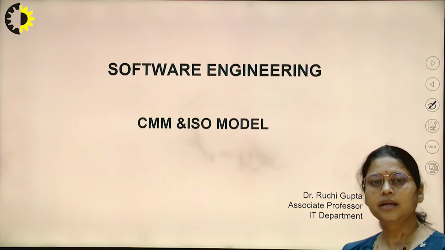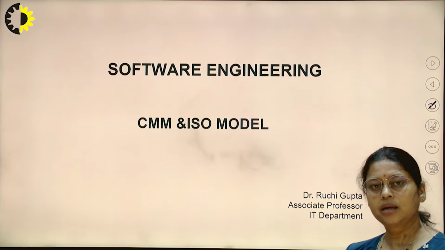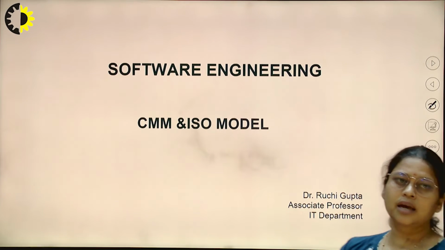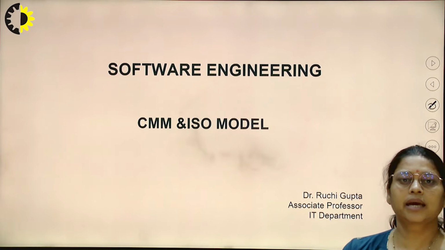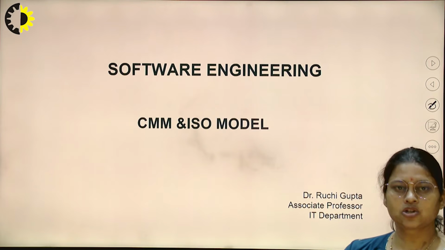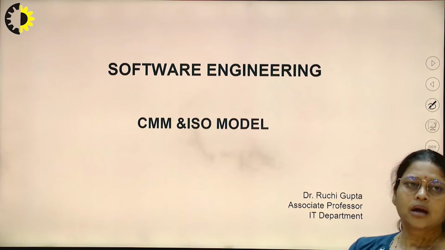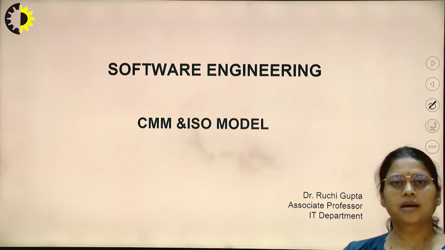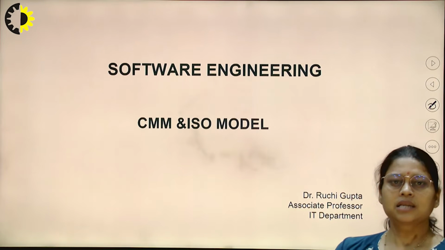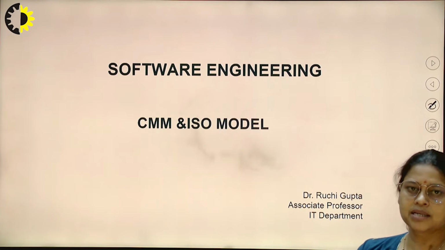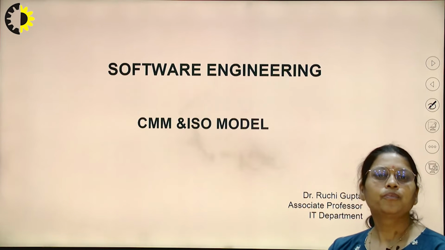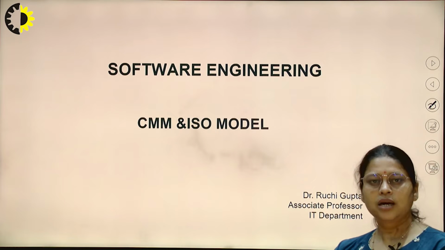So that's why there is a need of some models, some procedures. One is CMM, the Capability Maturity Model, and another one is the ISO model, the International Standard Organization model. If a company follows the procedure as per CMM, if the company is a CMM level certified company, or if a company is ISO certified, then that company will easily convince the customer.